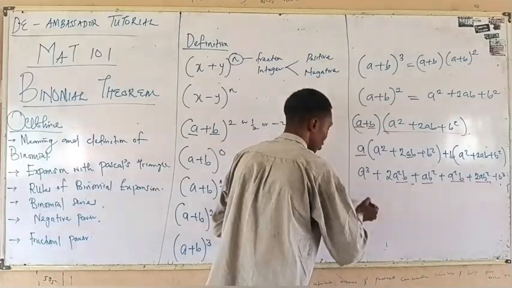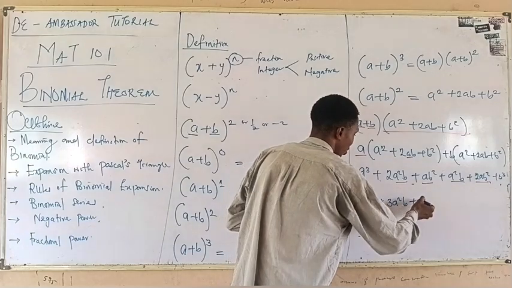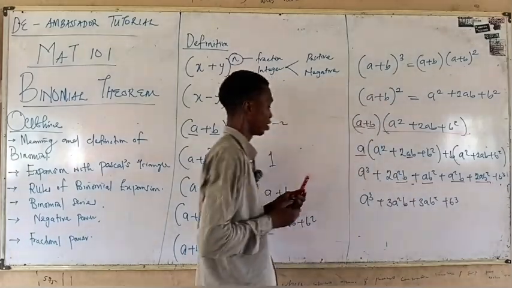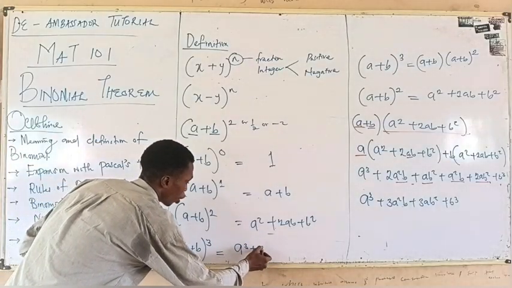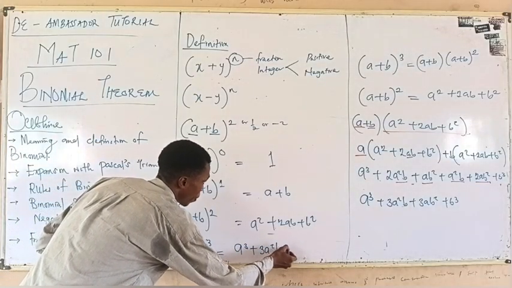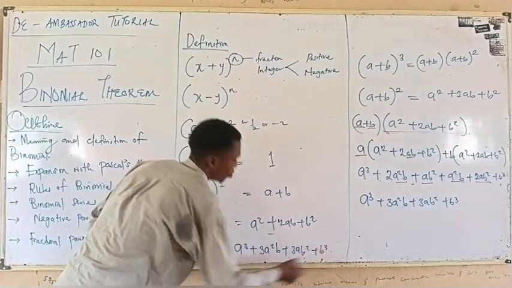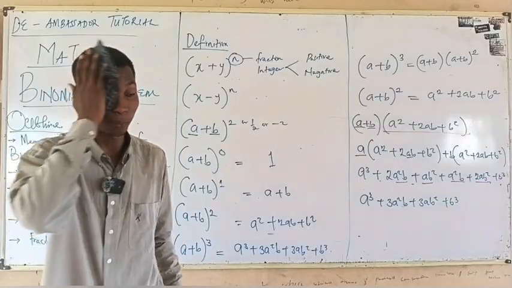How many is that? So that's A cubed plus what? 3A squared B plus 3AB squared plus what? B cubed, isn't it? So when I expand this, I will have it as A in the power of 3, plus 3A squared B plus 3AB squared plus B cubed. Very simple, isn't it?